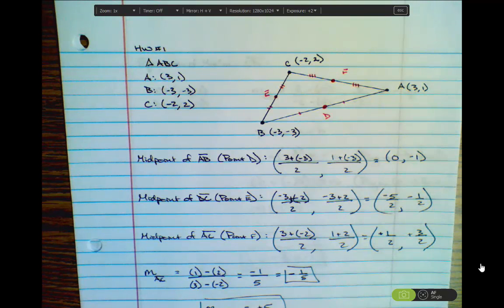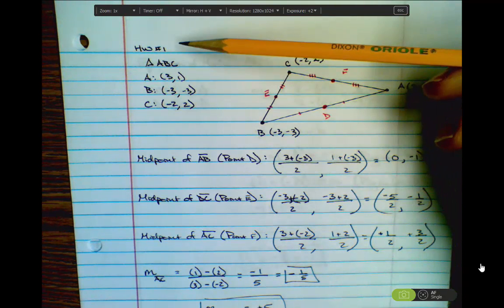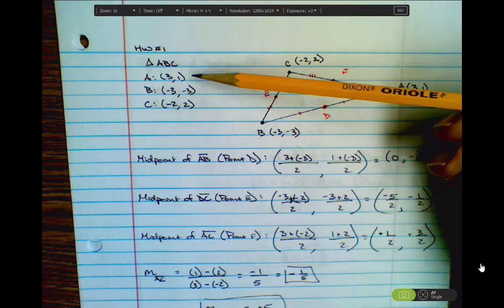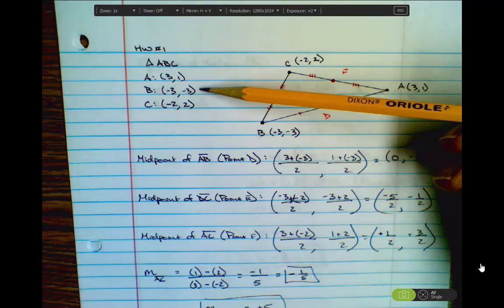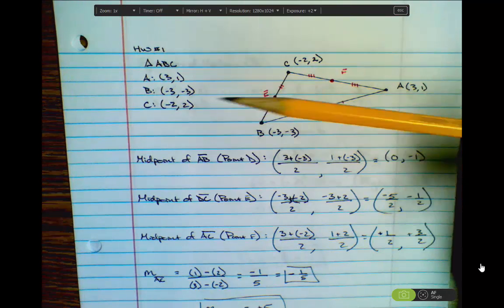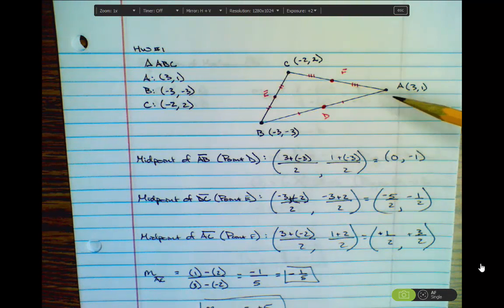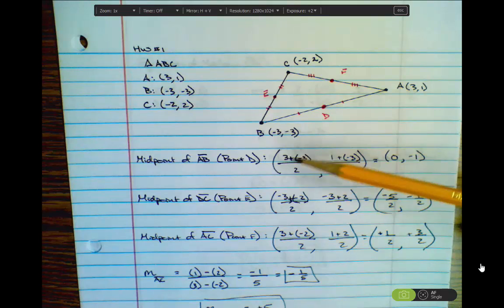Okay, so here's the solution to homework question number 1. Given triangle ABC, we're looking at point A (3, 1), point B (-3, -3), and point C (-2, 2). What I've done is plot points A, B, and C, giving a rough sketch, and I've also put in the midpoints D, E, and F to make it a little easier to follow.